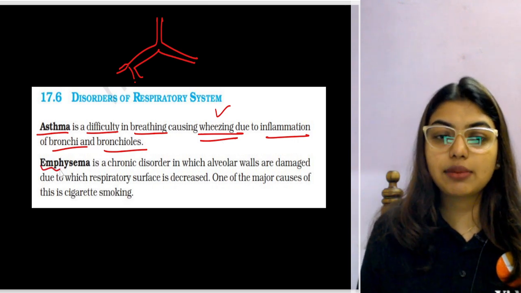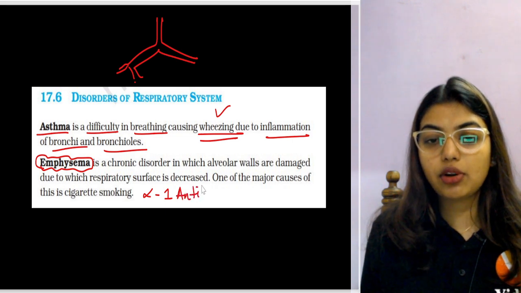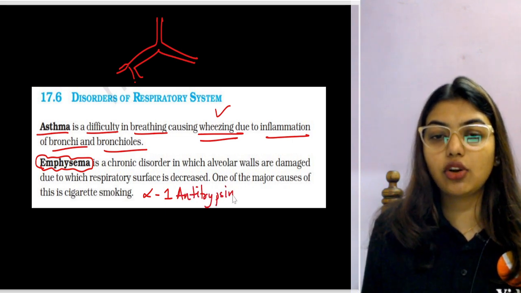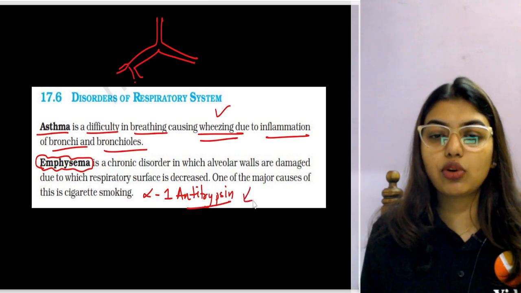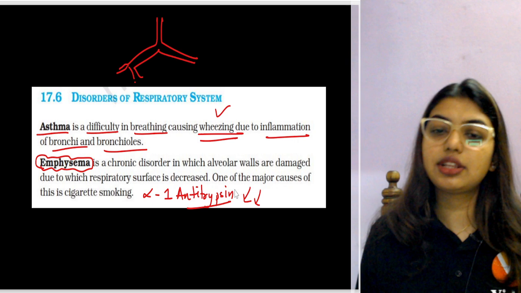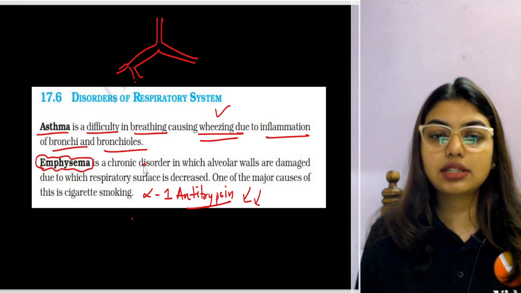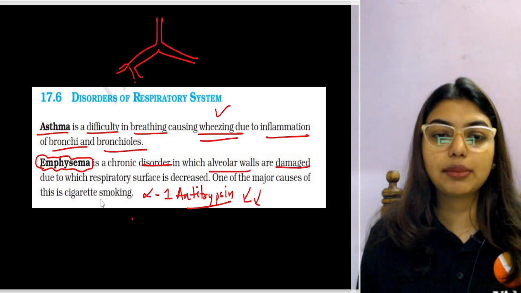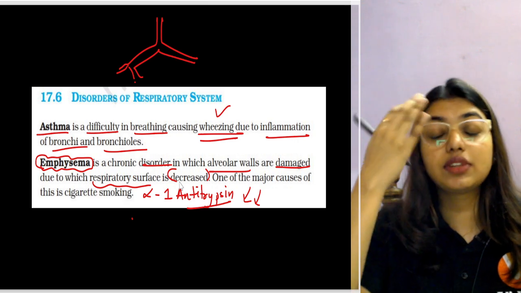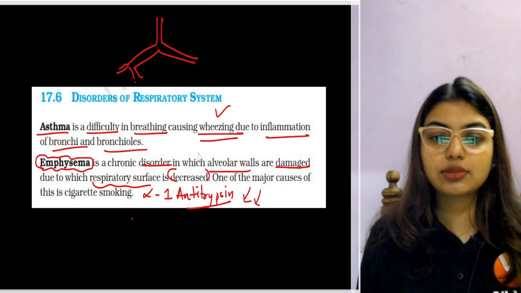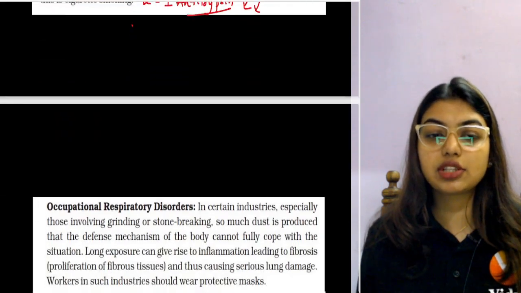Next is emphysema, which I have taught you in biotechnology. We need alpha-1 antitrypsin, a human protein in our body that actually cures, or let's say gets us away from, this emphysema. But as we smoke continuously, this will completely vanish, and then we'll have to use a transgenic animal to get this alpha-1 antitrypsin. So emphysema is a chronic disorder in which the alveolar walls are damaged, due to which the respiratory surface is decreased. One of the major causes of this is cigarette smoking. Alveolar walls get damaged and the respiratory surface decreases.